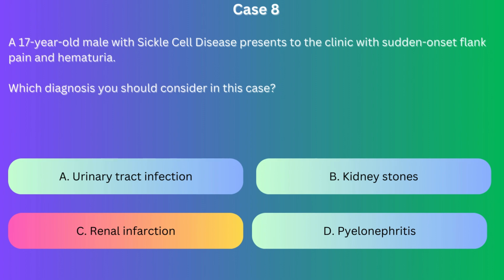Renal infarction is a possible complication due to the occlusion of renal blood vessels by sickle cells. This can lead to ischemia and infarction of kidney tissue, presenting with symptoms such as flank pain and hematuria. The unique nature of the renal medulla, which has a relatively low oxygen environment, makes it particularly susceptible to sickling and vaso-occlusion. Renal infarction in sickle cell disease can be part of a vaso-occlusive crisis affecting multiple organs.